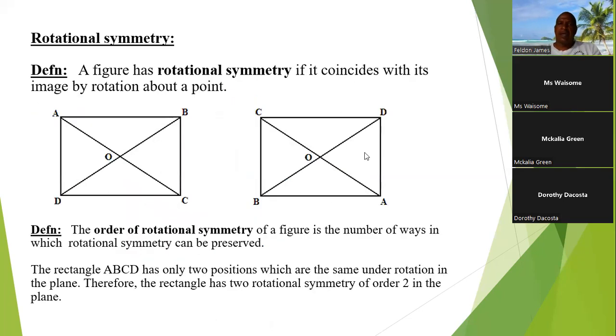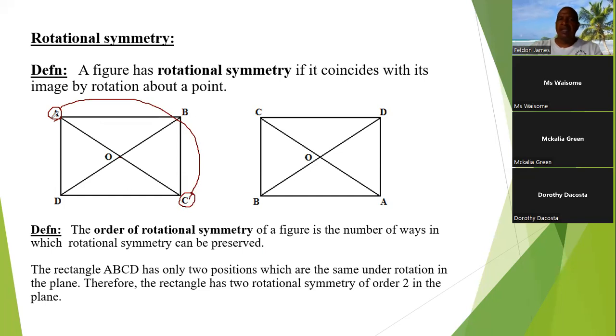All right, guys. Moving on, we talk about rotational symmetry. So what it means to be rotationally symmetric: a figure has rotational symmetry if it coincides with its image by rotating about a point. Now, if you put a pencil right in the center where these diagonal lines cross, and you spin the rectangle, let's say this was a book and you put your finger here and spin it on that point of intersection, you could find that this A, if you rotate it, could come back to the position of C.